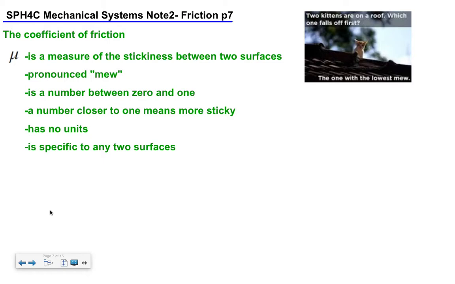It's always a number between 0 and 1, because it's just a relative thing, and there's no units. It's just like 0.6 or 0.2 or 0.1. And any two surfaces would have a different value of mu. Which one falls first off the roof? The one with the lowest mu, because a lower number means less sticky, more slippery. So rubber and ice might be 0.05, rubber and concrete might be 0.8, right? A smaller number means more slippery.